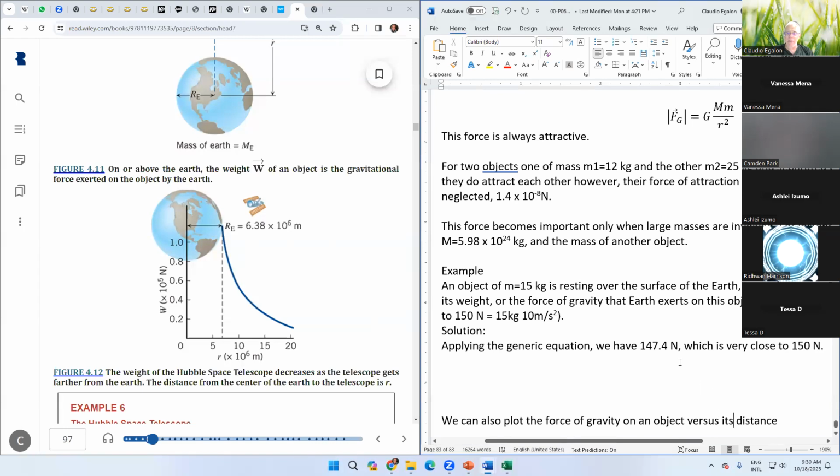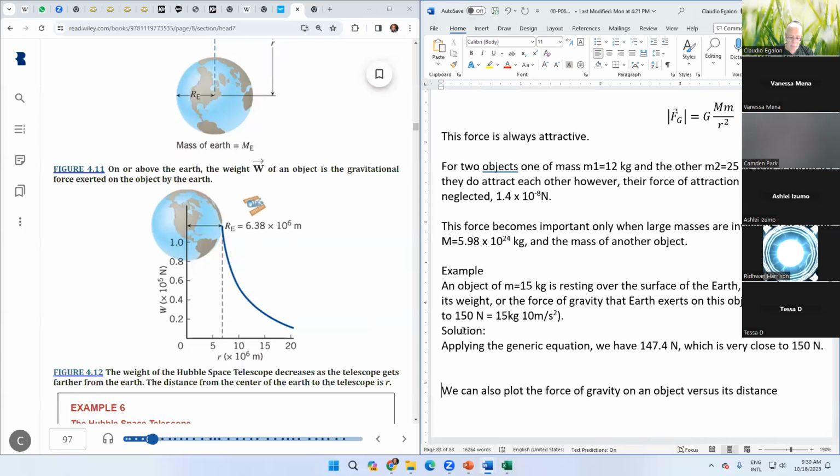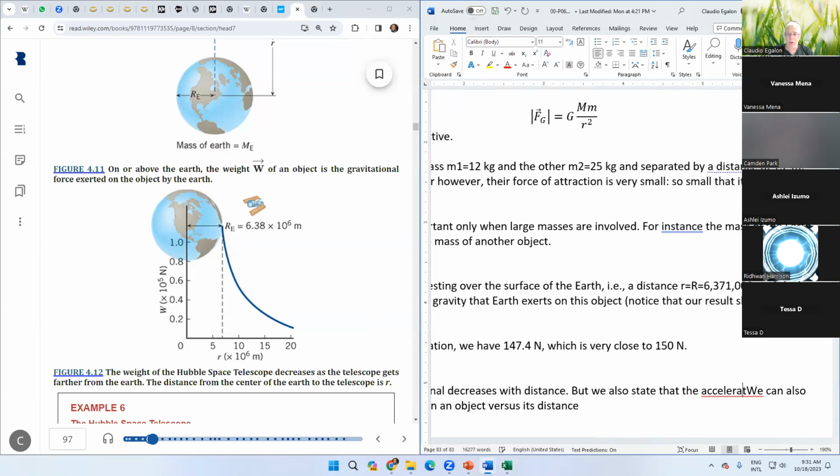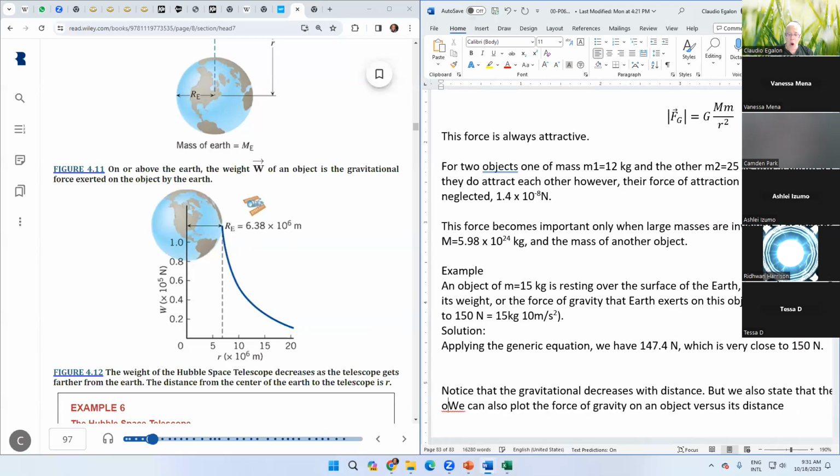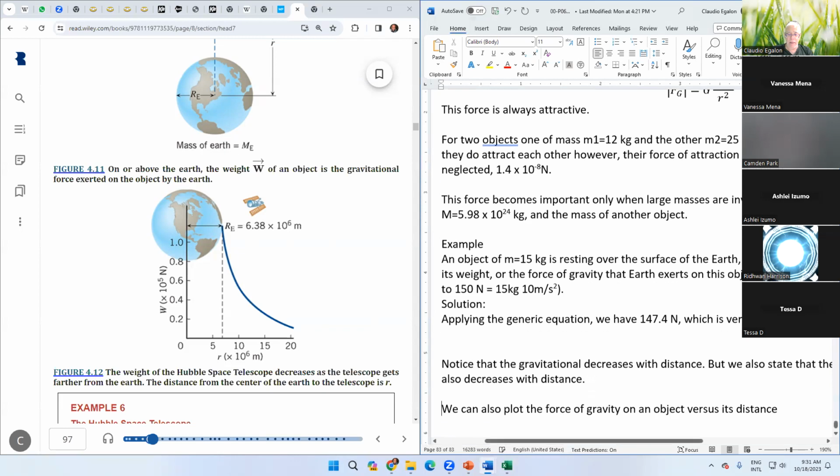Okay, but there is one more interesting thing that I didn't tell you before we go into that. So here you go. Note that the gravitational force decreases with distance. But we can also state that the acceleration of gravity also decreases with distance. And how do we do that?